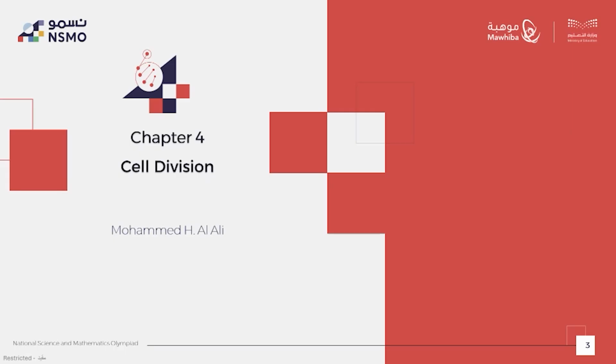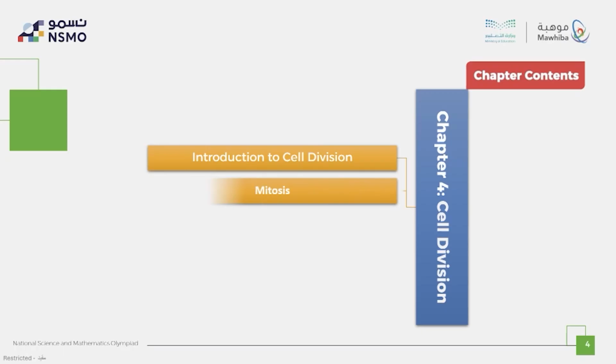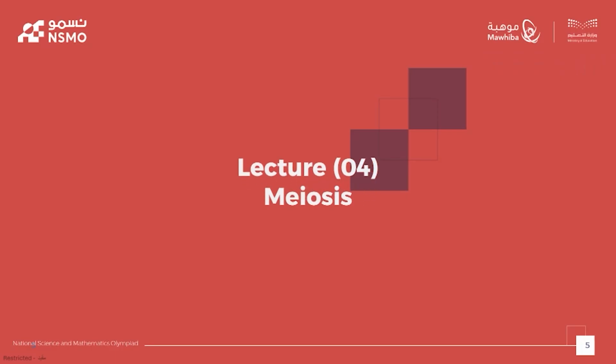I welcome you back. In the previous lecture, we learned mitosis and cell regulation. Today, we answer, why do we need a different division method? Think about it. Why? Because reproduction requires half the chromosome number. So it's another story to tell. That's what we are taking today, inshallah. Welcome to our fourth lecture.